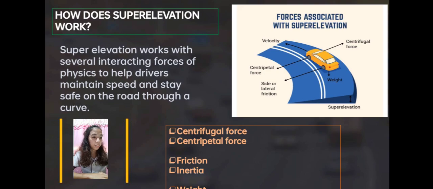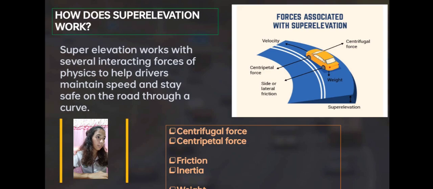Next is the friction. The friction acts between the tires and the road surface. Next is the inertia. Newton's law of motion states that any object moving in a straight line will keep moving in the same direction unless it is affected by an unbalanced force. So, in this case, what changes the direction of the vehicle's motion is the curve.